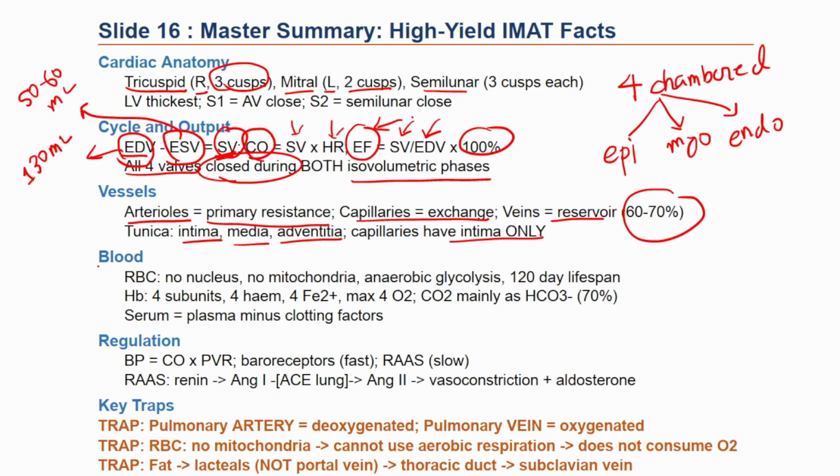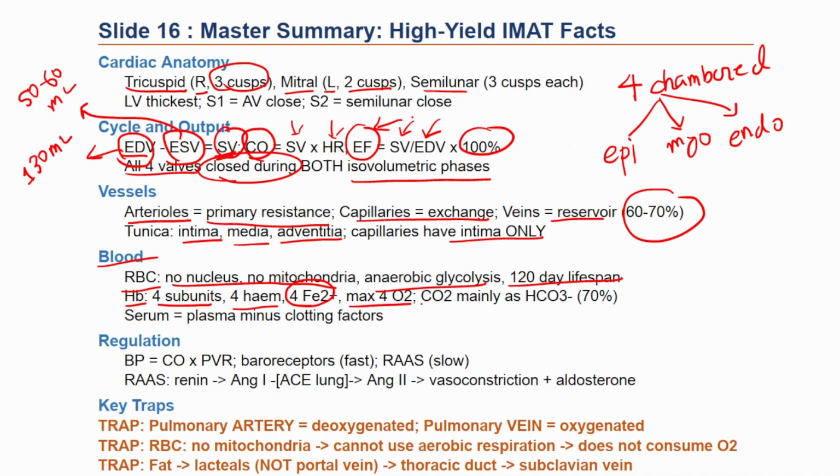Next up is the blood itself. Red blood cells, or erythrocytes, are highly specialized. They mature without a nucleus or mitochondria, which means they rely entirely on anaerobic glycolysis for energy. They circulate for a lifespan of about 120 days. Inside these cells, you find hemoglobin, a protein made of four subunits, four heme groups, four iron ions in the ferrous state. This structure allows a single hemoglobin molecule to carry a maximum of four oxygen molecules.